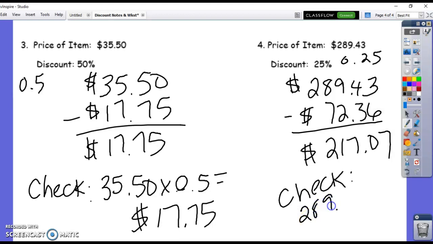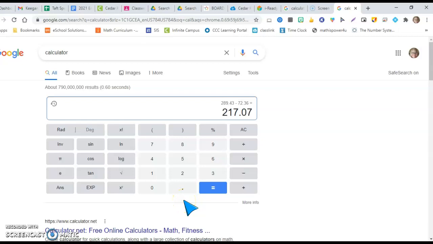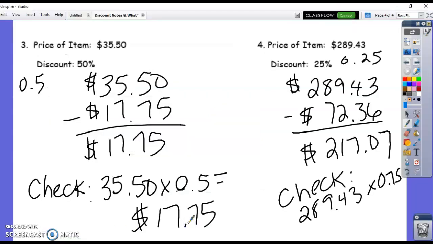Take 289.43 times. My discount is 25%. 100 minus 25 is 75%. So I'm paying 75% of the total price. That's 0.75. So let's do 289.43 times 0.75. And I get 217.07. This 2 is less than 4, so I keep it at 217.07, which is what I have. Look how that works out.